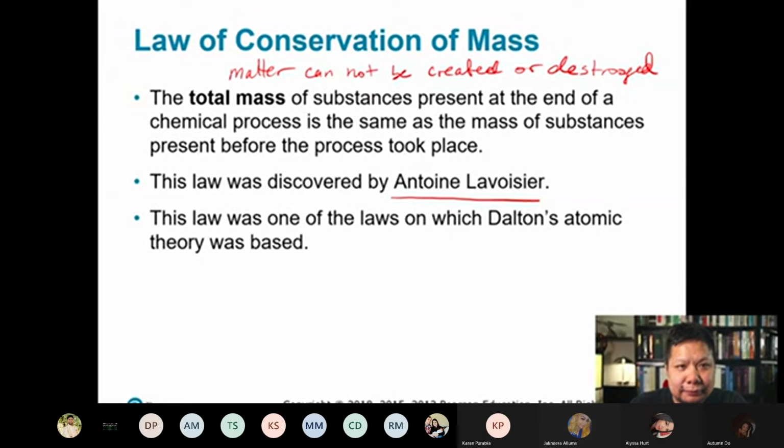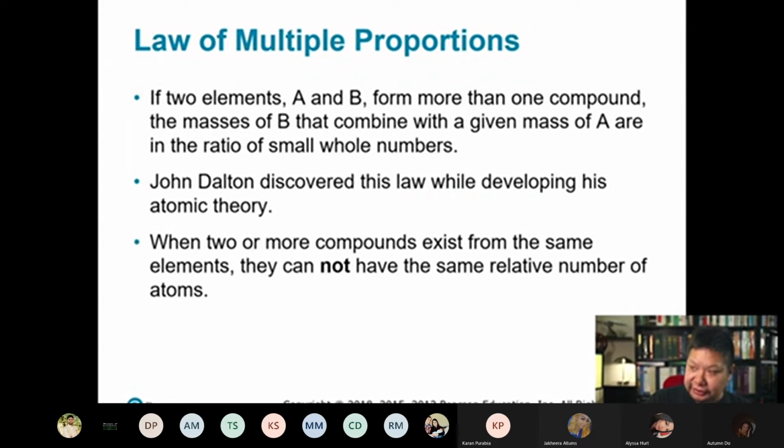All right. So this one was the law of conservation of mass, discovered by Antoine Lavoisier, and then we have the next one, which is the law of multiple proportions. And the law of multiple proportions says that if you've got two elements, A and B, and they form more than one compound, the masses of B that combine with a given mass of A are in a ratio of small whole numbers, right?